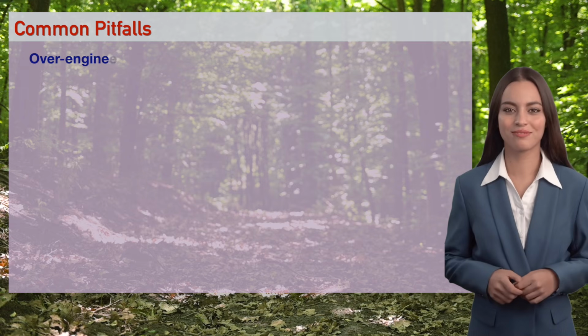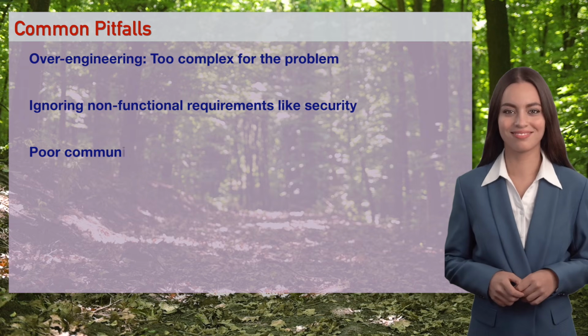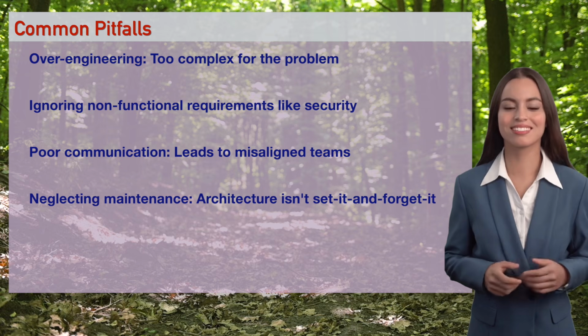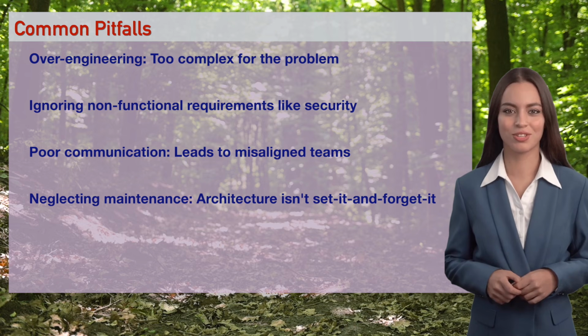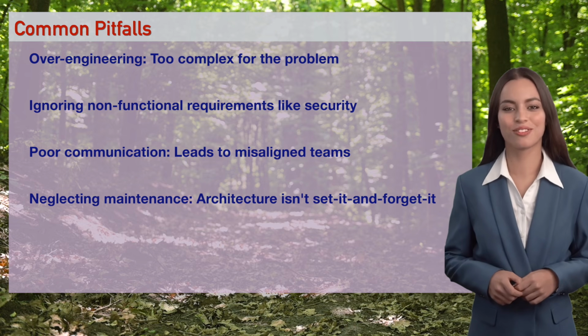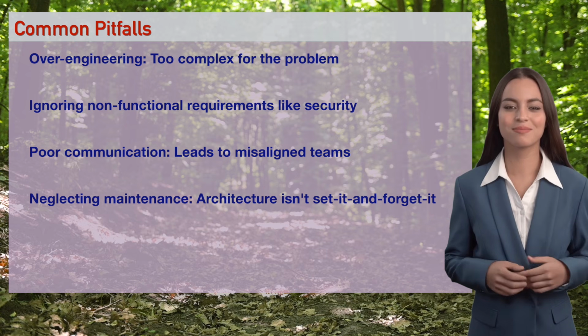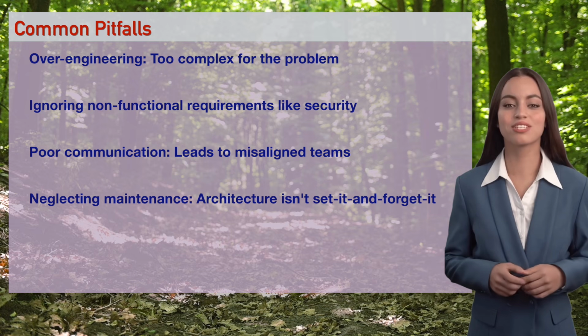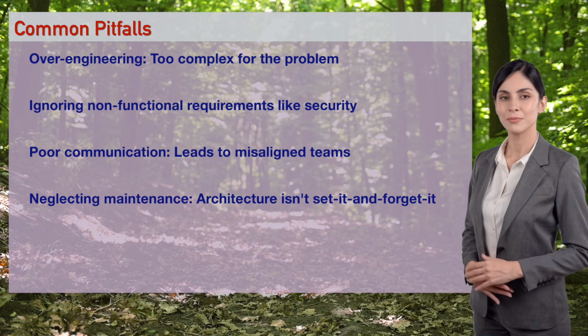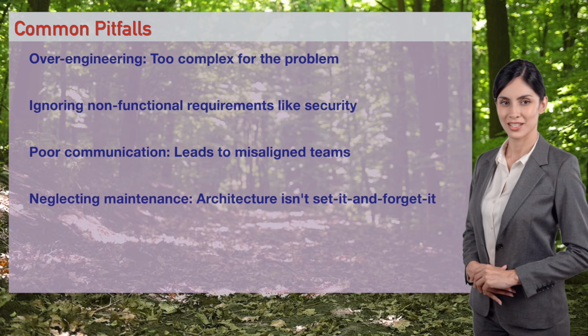Watch out for common pitfalls that can undermine your efforts. Over-engineering creates unnecessary complexity for the problem at hand. Ignoring non-functional requirements, like security or performance, leads to vulnerabilities. Poor communication among teams results in misaligned implementations. And neglecting ongoing maintenance means treating architecture as set it and forget it, which it definitely isn't. Avoiding these pitfalls can save projects from disaster.